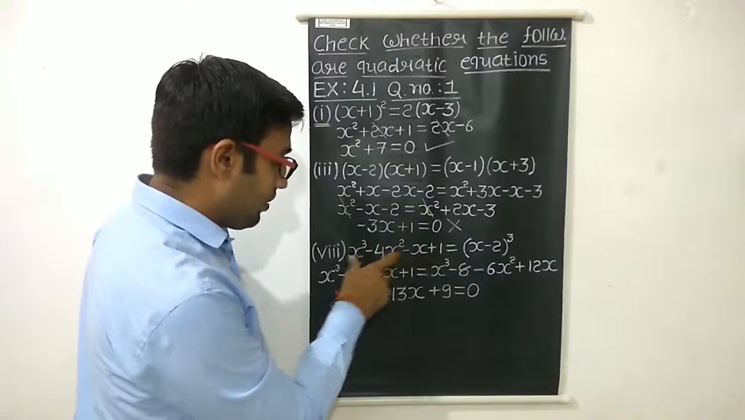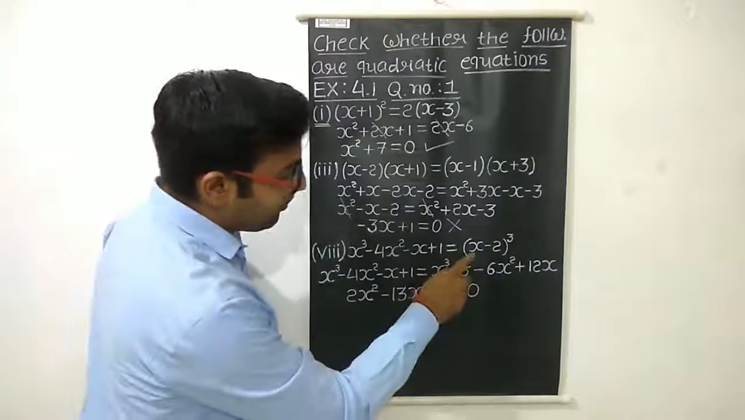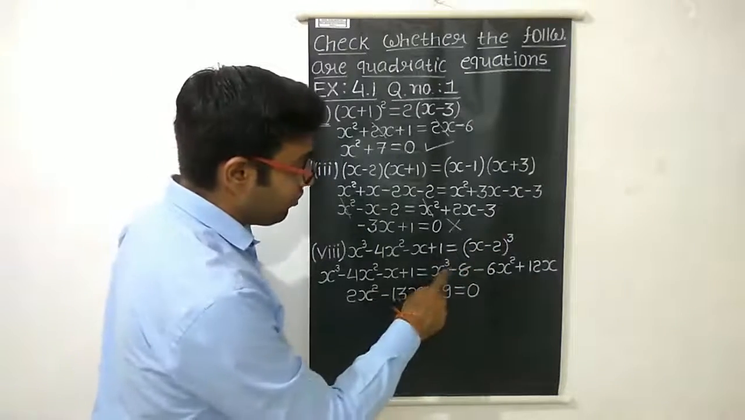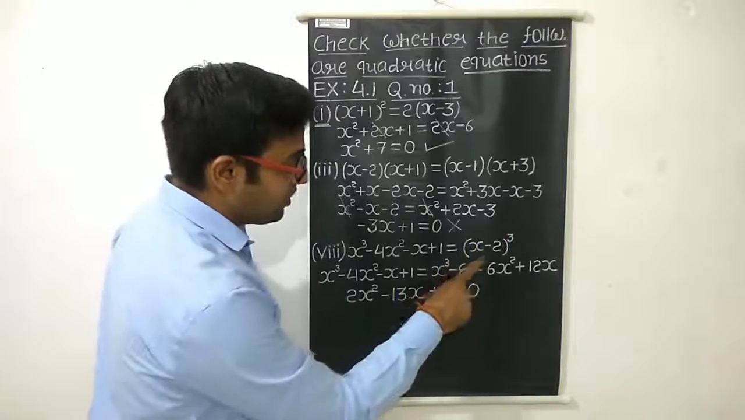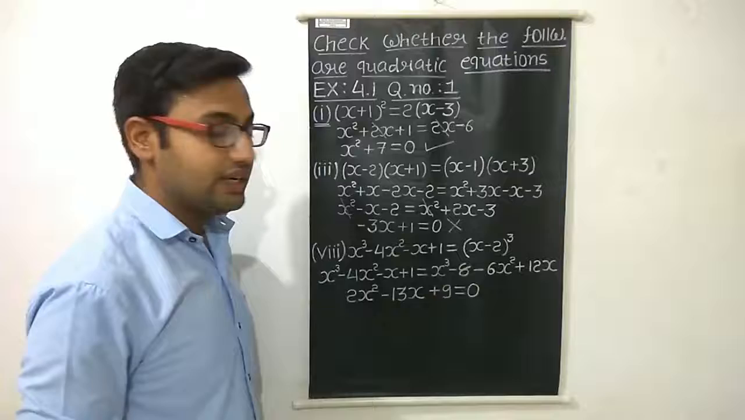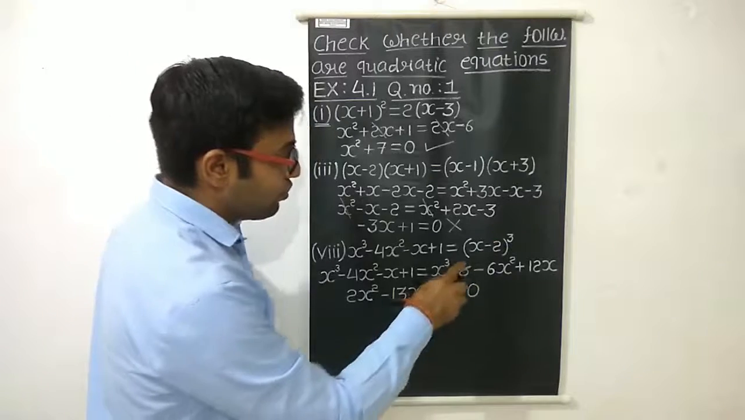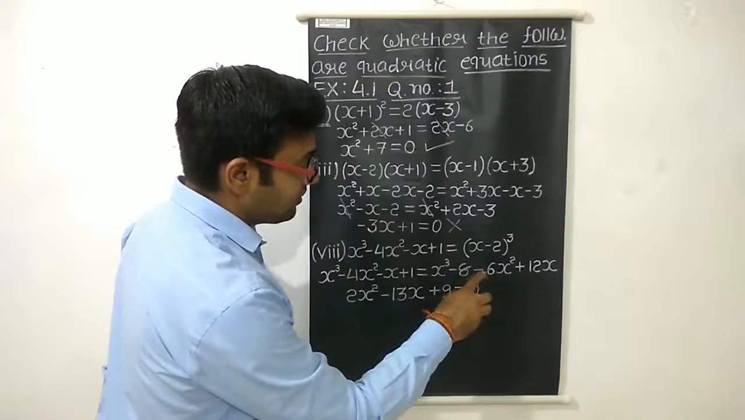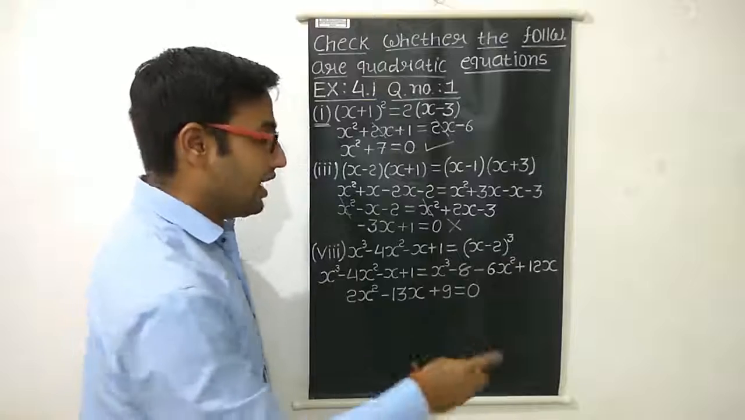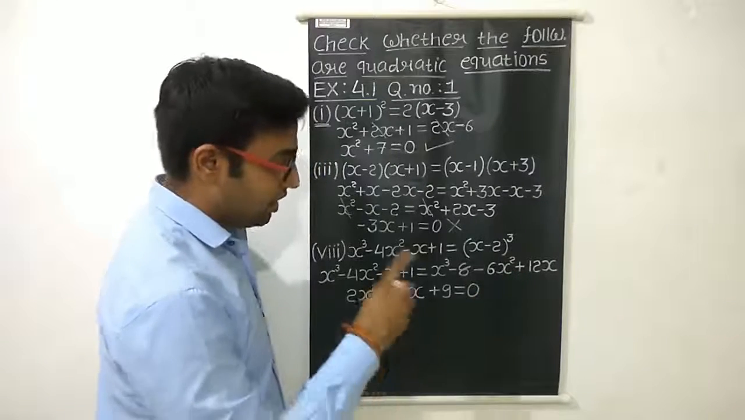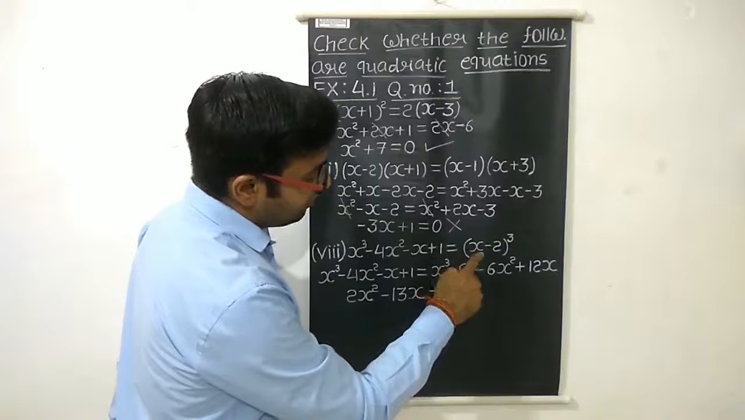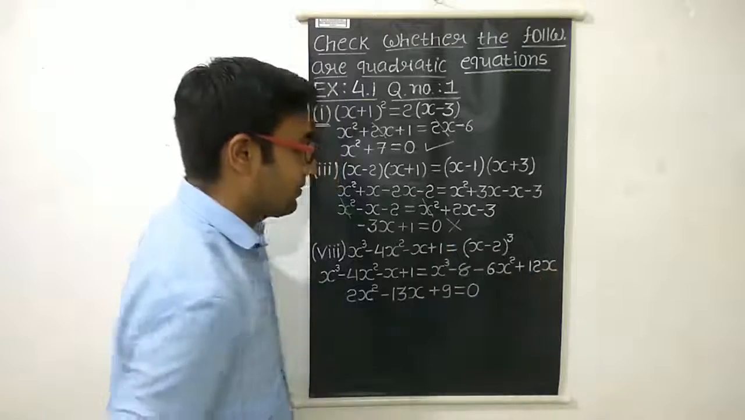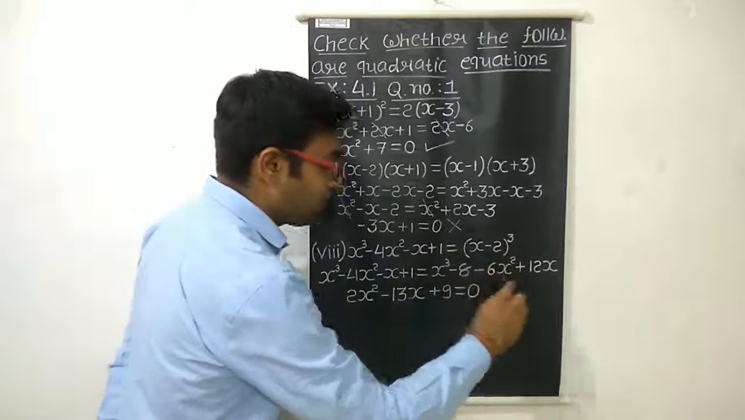So this, all four terms remain as they are. Here we have to expand this identity x minus 2 whole cube. And what will happen? The cube of the first term, that is x cube, minus the cube of the second term, that is 2 cube, 8, minus 3 into the square of the first term multiplied by the second term. So we will get here minus 6x square. And the last term is plus 3 multiplied by the first term and the second term square, that is 4. 4 3s are 12, 12x. That you know very well, how to expand this.